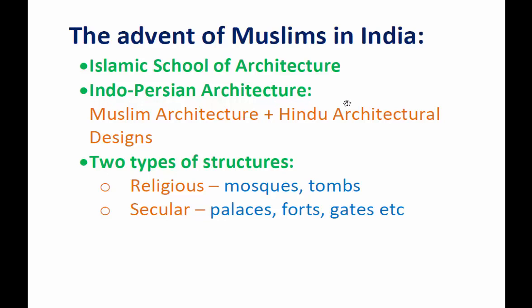So not only that, during their time, they had two types of structure. The first one is religious structure, which includes mosques, tombs, etc. And non-religious structure, or simply we can say secular structure. They were palaces, forts, gates, etc.